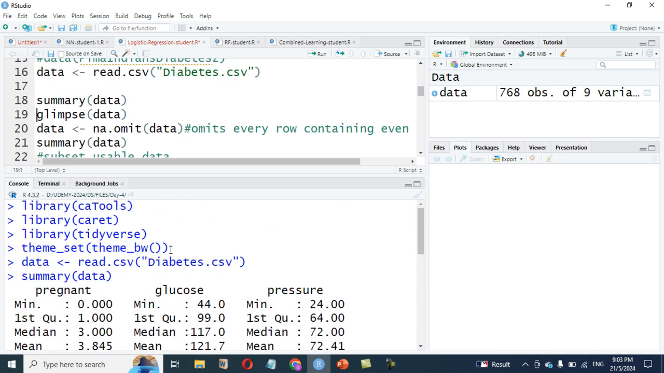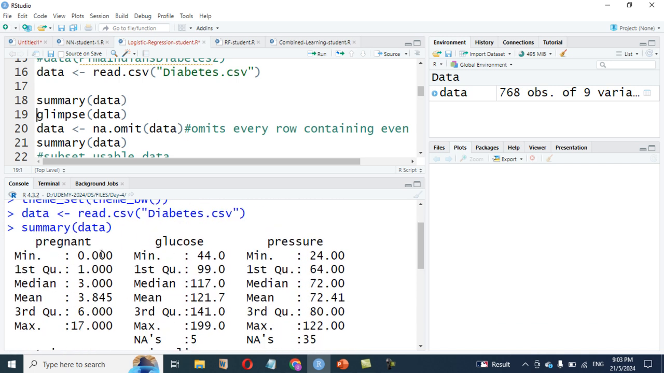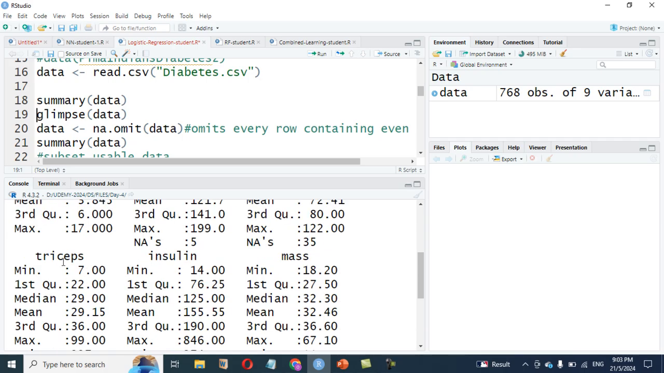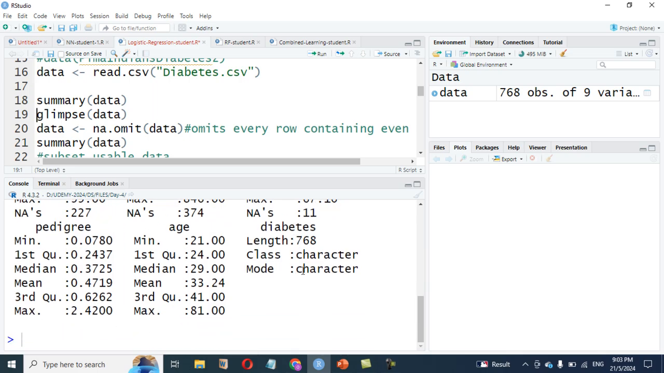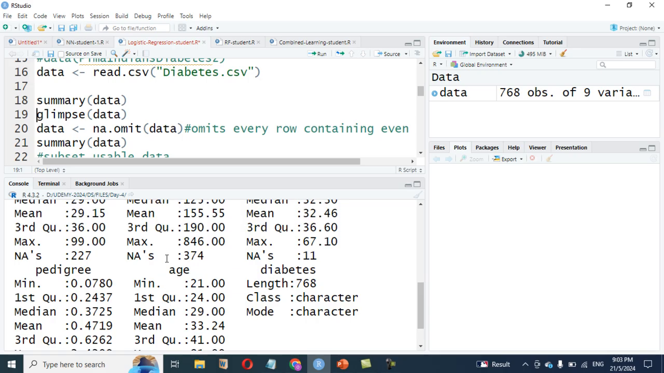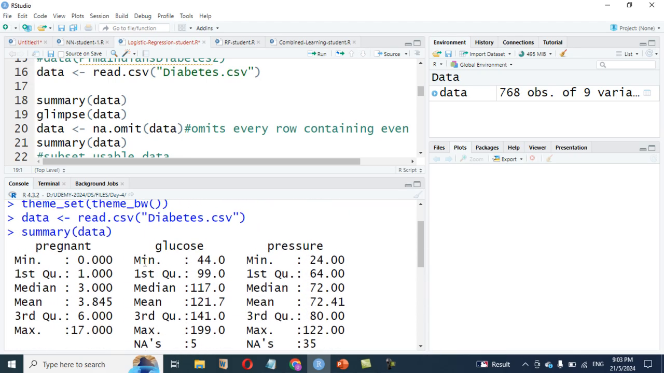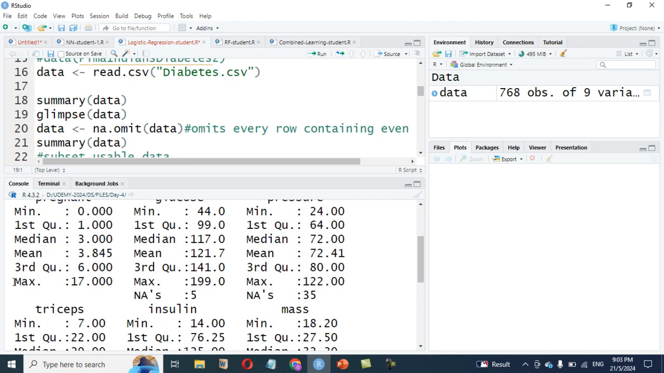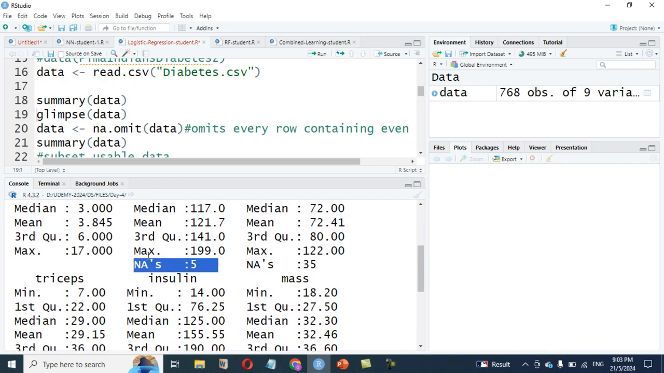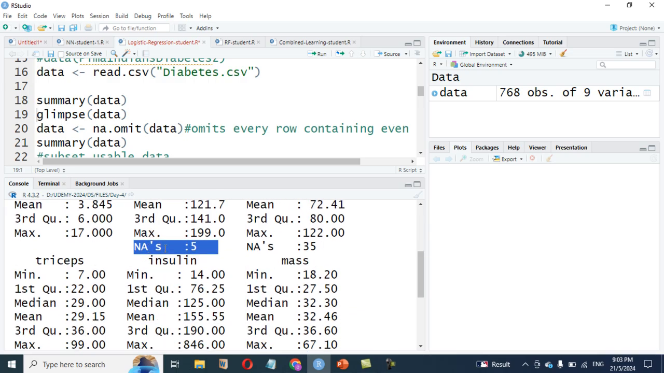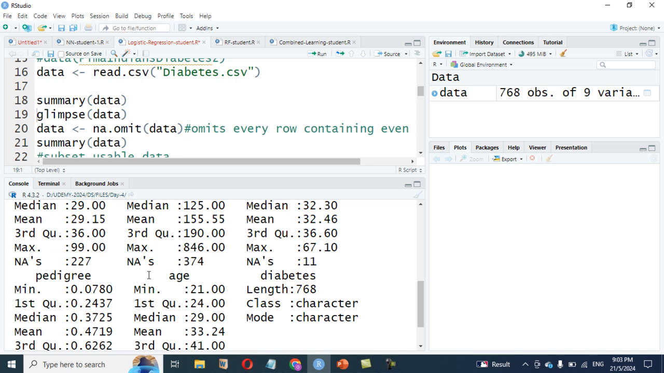It has the following: pregnant, glucose, pressure, triceps, insulin, mass, pedigree, age, diabetes. This is our target variable. But you can see that it has some missing values here. You can see these are 5 missing values, this 135 missing values, and this one 277 missing values.